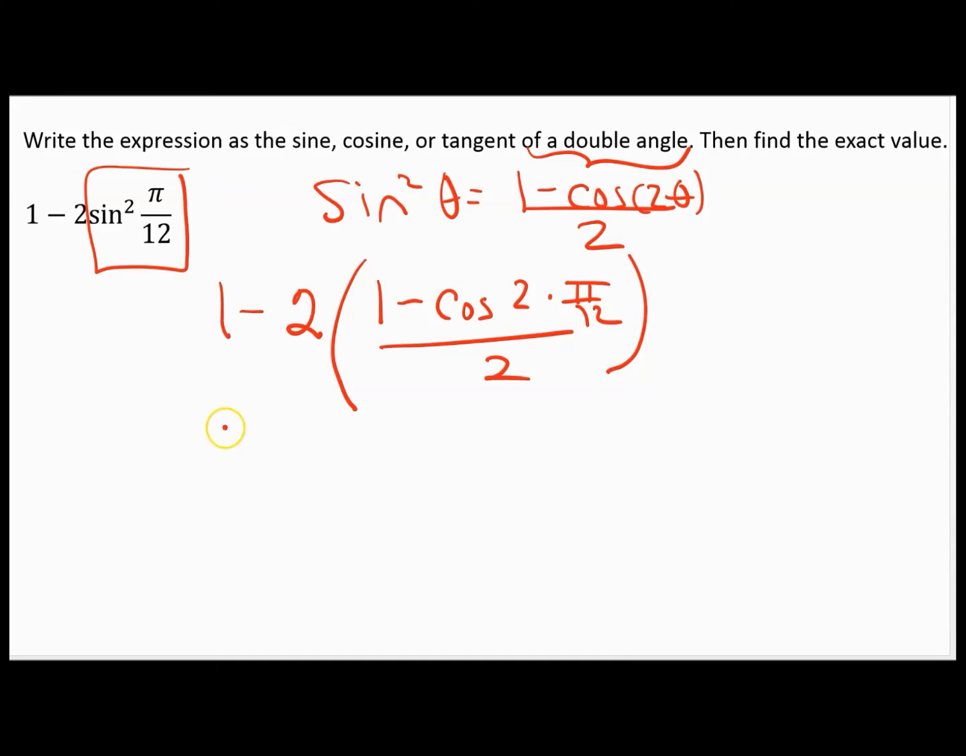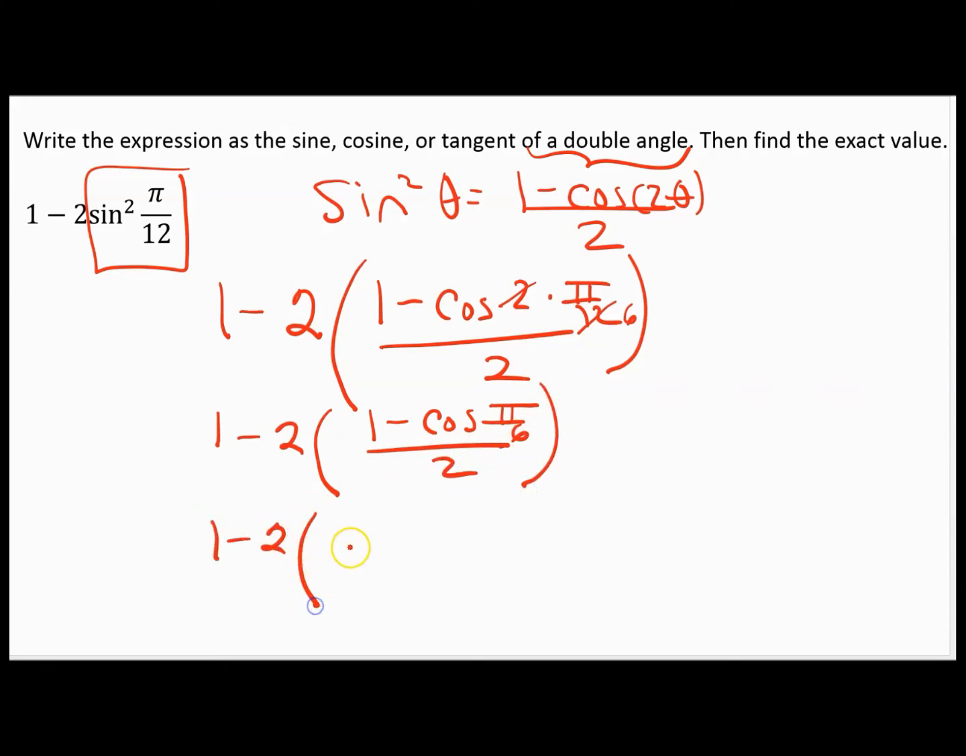Alright, and I continue to simplify. That's 1 minus 2. So this 2 and this 12 cancel to get pi over 6, which gives me 1 minus the cosine of pi over 6 over 2. I continue simplifying. That's 1 minus 2, 1 minus, now the cosine of pi over 6. Remember, cosine is the x value, so square root of 3 over 2, all divided by 2.